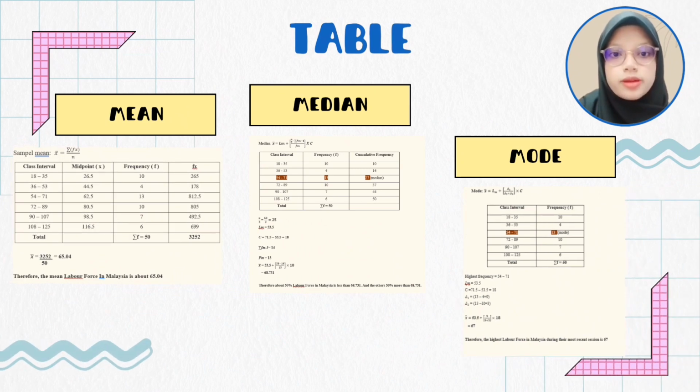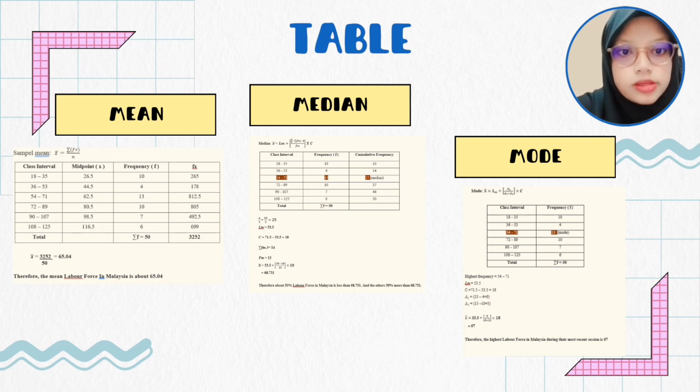Today, I want to present about measure of central tendency, measure of variation, and distribution. So, for the mean, it is Σfx divided by n. So, the answer is Σfx, 3252, divided by 50. The answer is 65.04. So, for the median, it is L plus (n/2 minus F) divided by f multiplied by c.